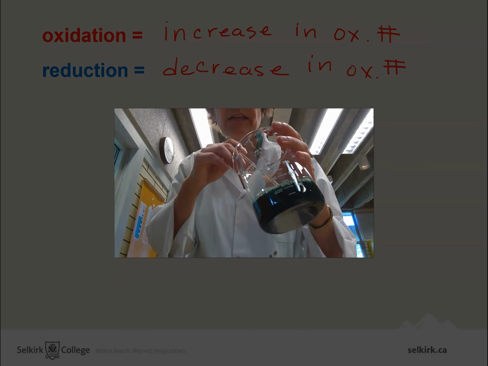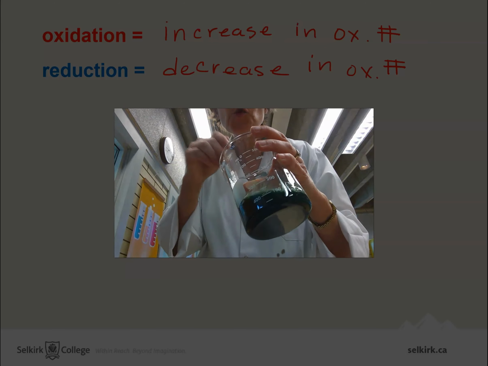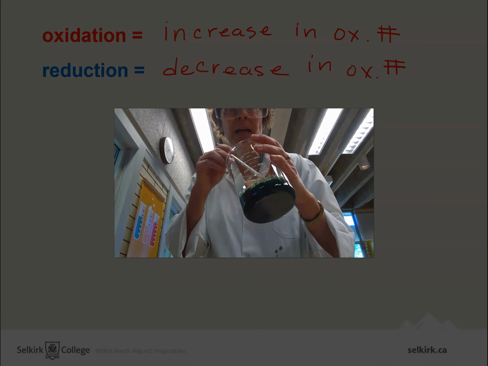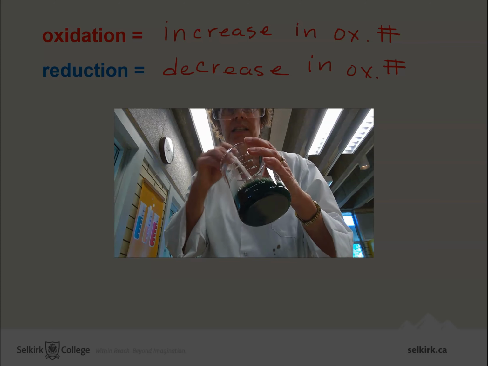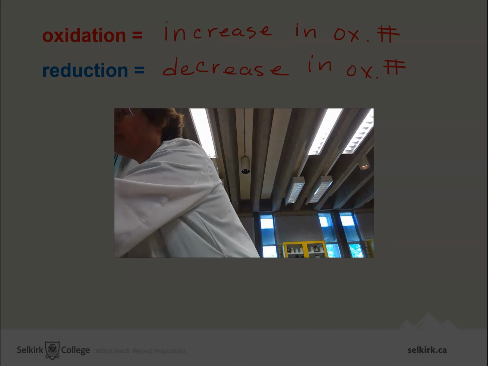I don't know if you can see around the edges of the beaker, see what color that foam is? That's green. That's a third different oxidation state of manganese. So again, if I change the oxidation state, that really changes the chemistry.